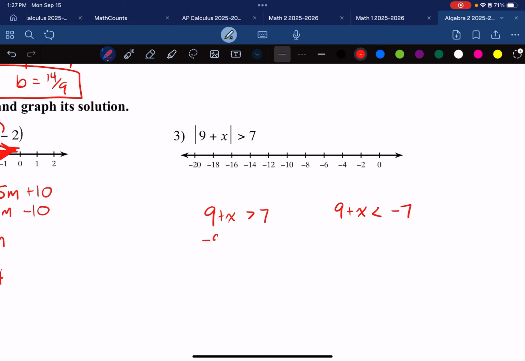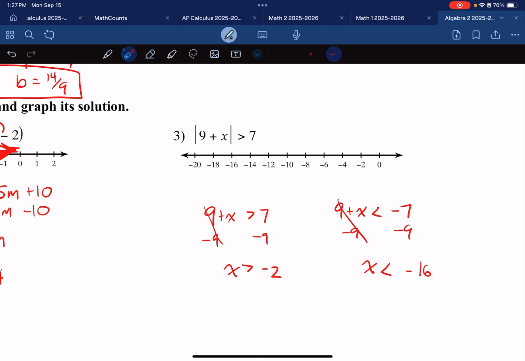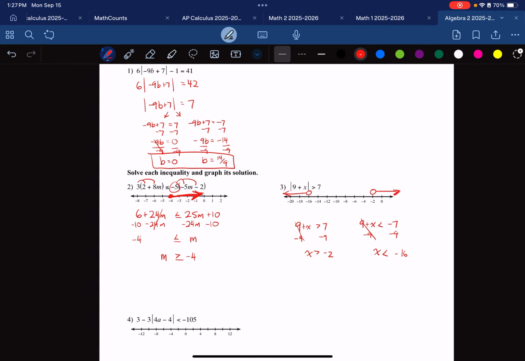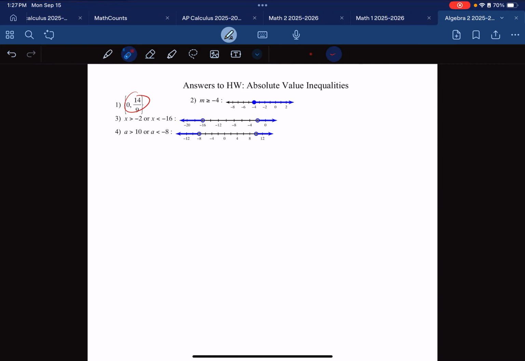From here we solve. We subtract 9, subtract 9, subtract 9, subtract 9. The 9s are gone, leaving behind x is greater than negative 2, and x is less than negative 16. So if x is greater than negative 2, we have an open point at 2 to the right. And if we are less than negative 16, that's an open point at 16 going to the left. Negative 16 and 2 on the outside.